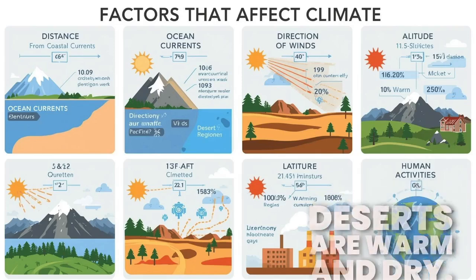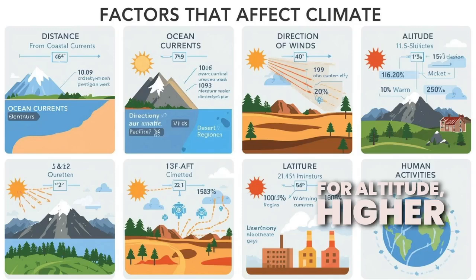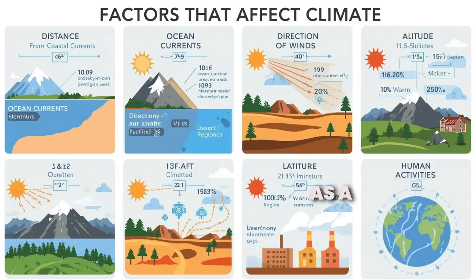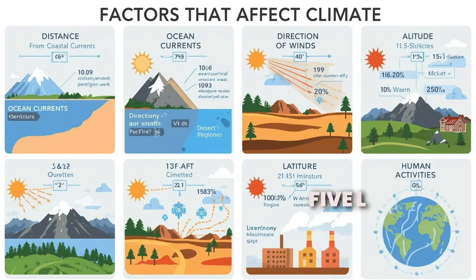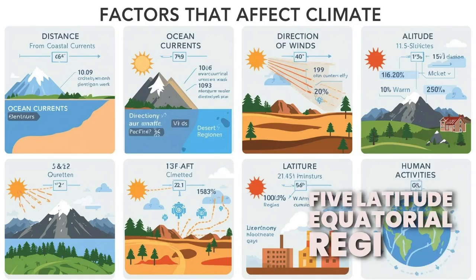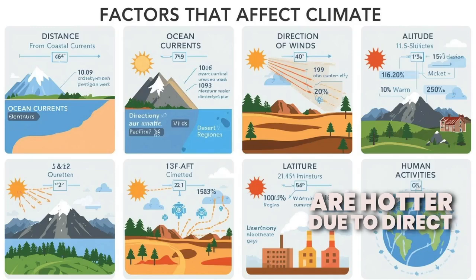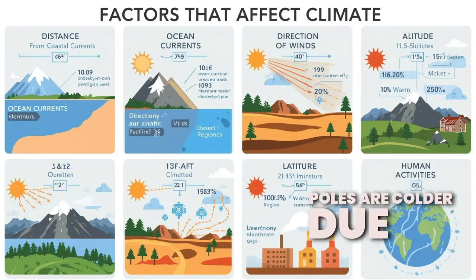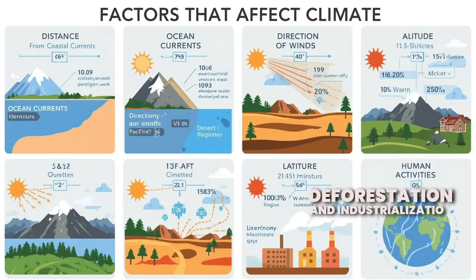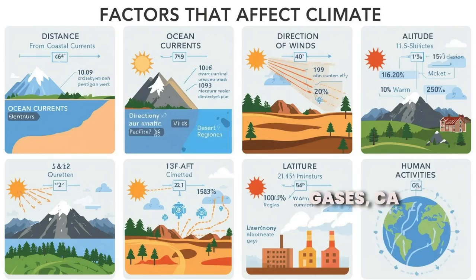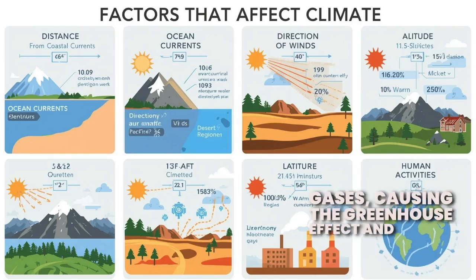4. Altitude. Higher altitudes are cooler as air retains less heat, while plains are warmer. 5. Latitude. Equatorial regions are hotter due to direct sun rays, poles are colder due to slanting rays. 6. Human activities. Deforestation and industrialization increase greenhouse gases, causing the greenhouse effect and global warming.